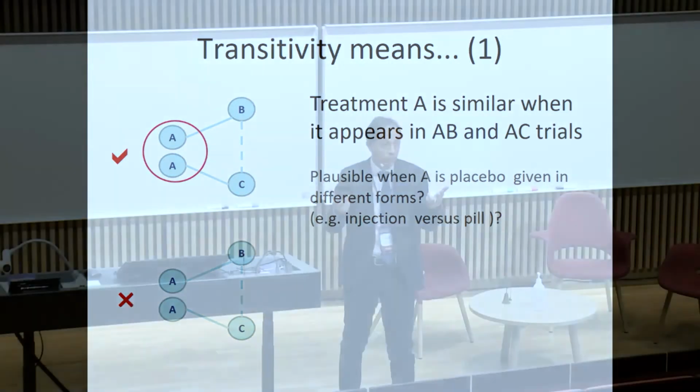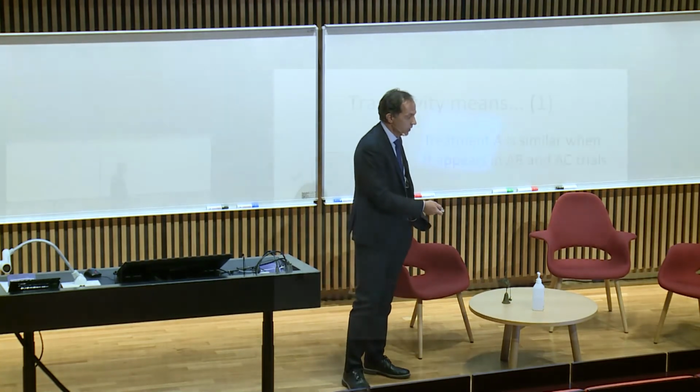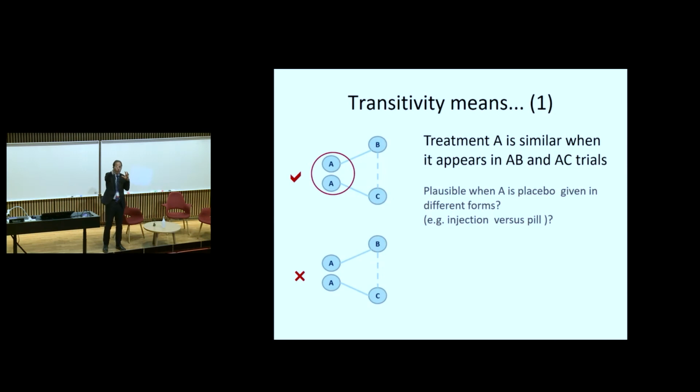What matters from your point of view, but you have to be able to defend that these patients can be lumped together so you can go via A to compare B and C. If A in these trials is different from A in these trials, you can't do it. An example is placebo. If A is placebo, but in these studies, AB, the placebo is a pill, and in these studies, AC, placebo is an injection, for instance, for depression, it doesn't hold.